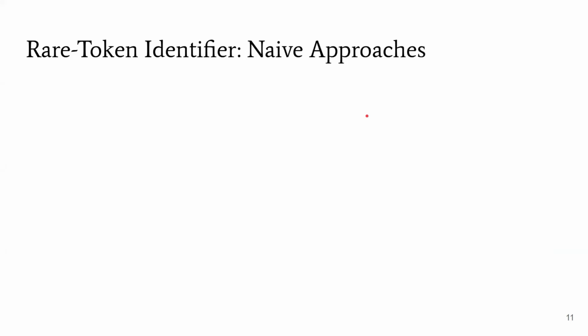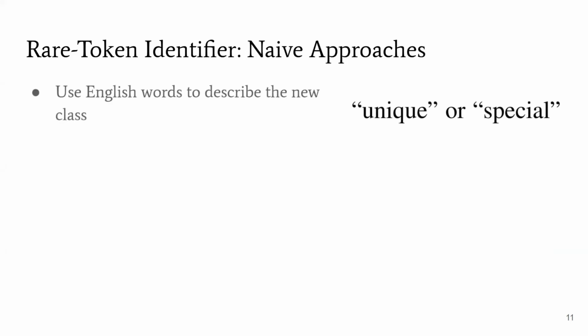Just to build some intuition. Firstly, we could think of just using some English word to describe this new class. So we could use the word unique or special anytime we want to generate images of this novel subject. So we could say a unique dog or a special dog.